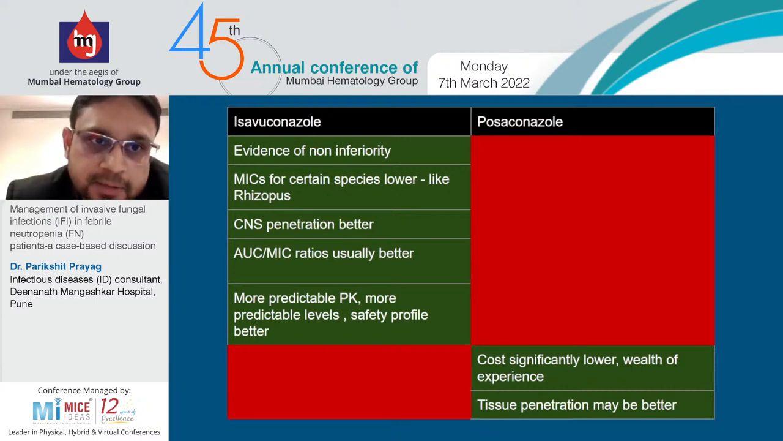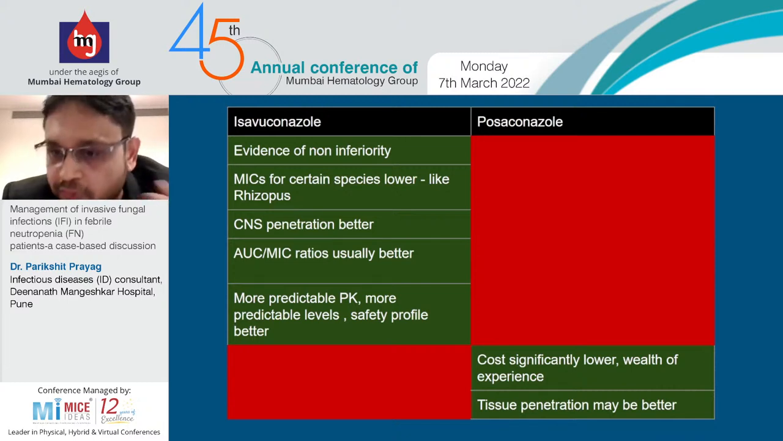The MICs of isavuconazole for certain species are lower. So for example, for rhizopus, it's a better choice than posa. Its CNS penetration is better. It's a lighter molecule, so its CNS penetration is comparable to voriconazole, and better than posa. Its pharmacodynamic properties are more favorable. So usually you will have better AUC to MIC ratios, and it has more predictable pharmacokinetics, so more predictable levels, and the safety profile is also better. There is no hepatotoxicity. There is no QT prolongation and so on.